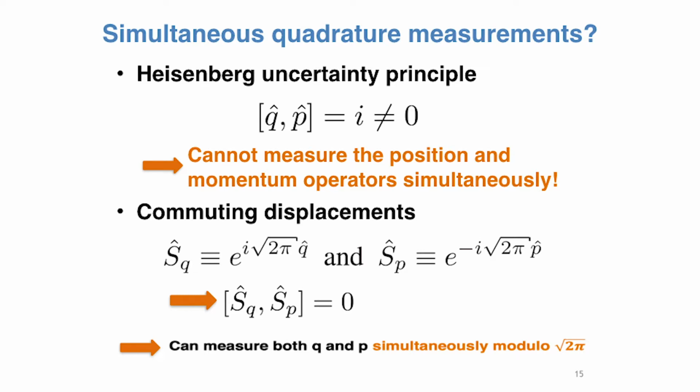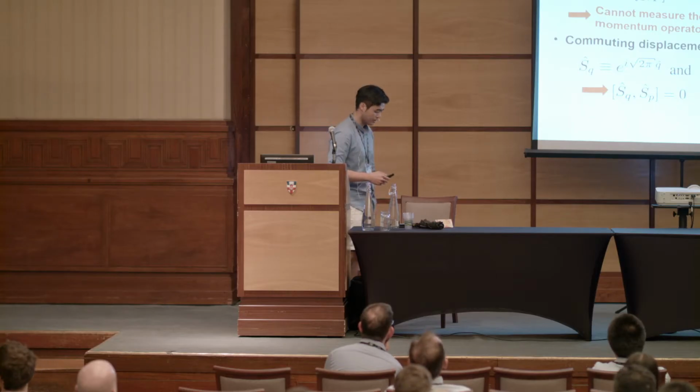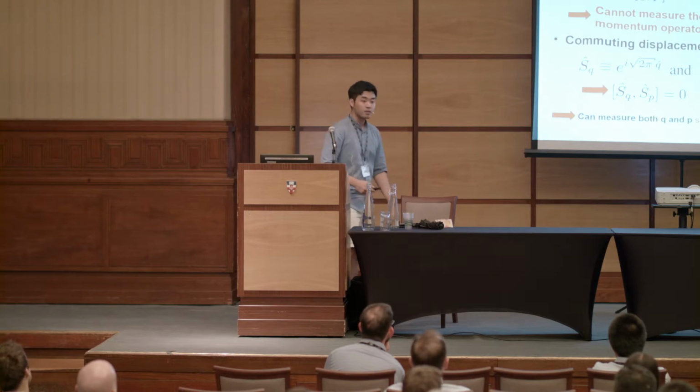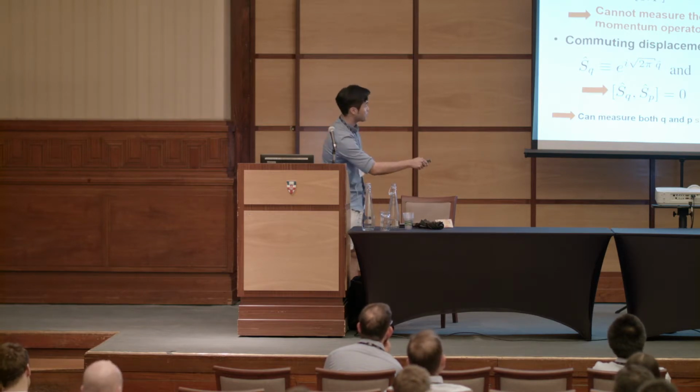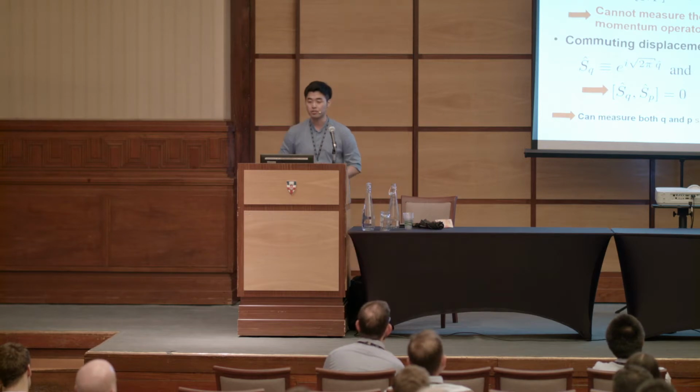So based on that kind of intuition, what turns out to be the case is, although we cannot measure position and momentum simultaneously, we can measure them simultaneously modulo some number. Let's say in this case, square root of 2π. So because displacement operators can commute, we can measure their exponent modulo 2π, and therefore we can measure position and momentum simultaneously modulo square root of 2π.